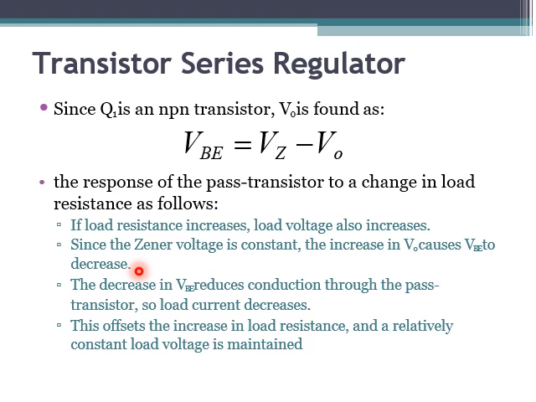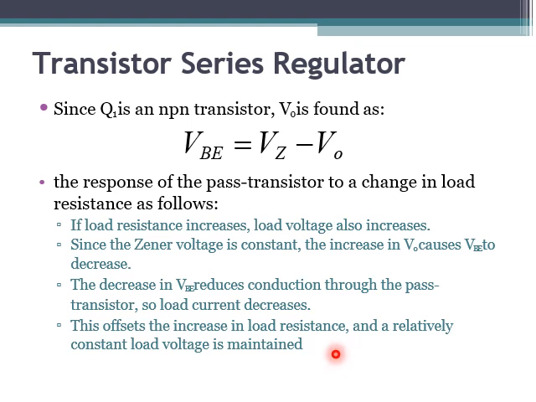Your Zener voltage is constant. Understand? The base and emitter voltage decreases. So the decrease in base and emitter voltage reduces the conduction through the pass transistor, so the load current decreases. Obviously your load current decreases. This offsets the increase in load resistance and a relatively constant load voltage is maintained.